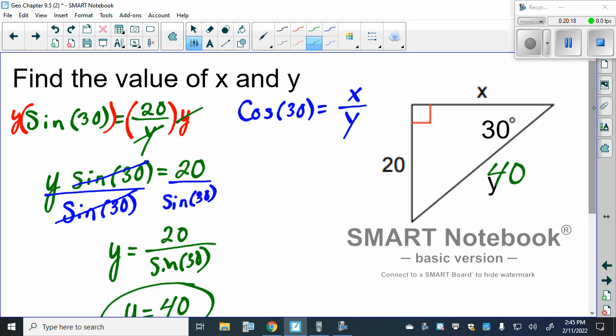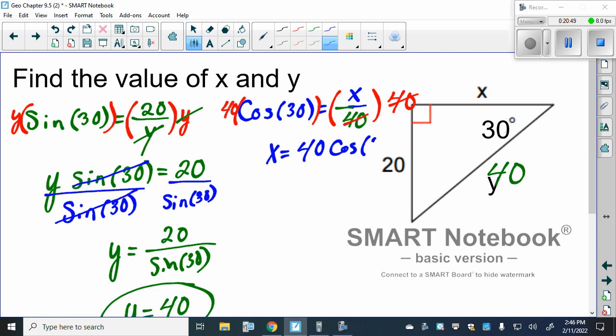Now, for the other one, cosine of 30, well, we actually know what the value of y is now. It is 40. So cosine of 30 is equal to x over 40. And we can go back to what we were doing before. So here we would multiply both sides by 40. And those would cancel out, telling us x is equal to 40 cosine of 30. 20 square root of 3. Yes.